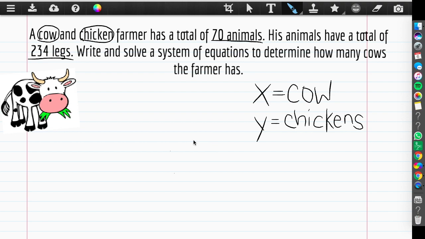Now that we've determined what our variables are representing, we need to write an equation that tells us we have a total of 70 animals. So that means we're going to have the total number of cows plus the total number of chickens has to equal 70.